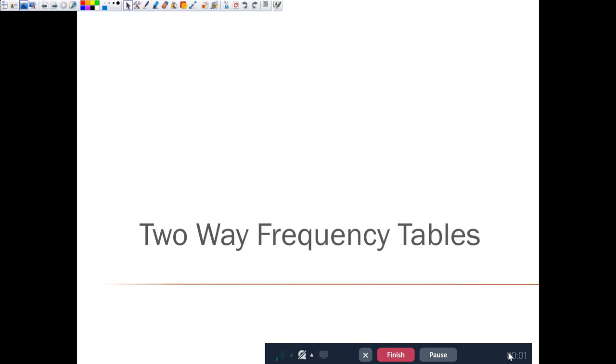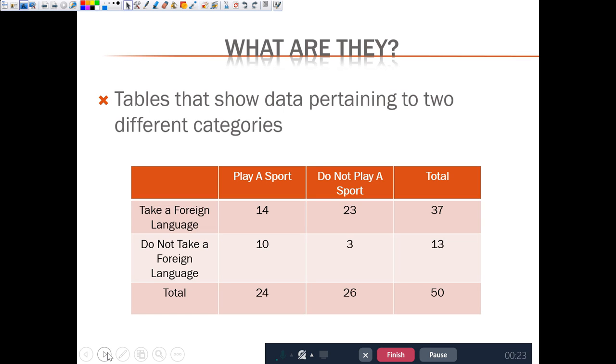So today we're going to be making two-way frequency tables. A two-way frequency table is used to represent data in categories, and we need two categories. That's why it's called a two-way table, because it compares two different things. Tables show data pertaining to two different categories, for example, playing sports and taking a foreign language.